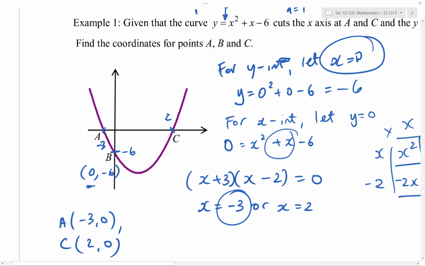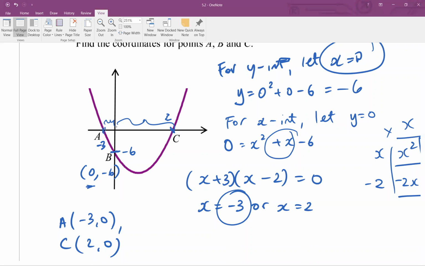Is the graph drawn to scale? Really? Does this look like this is 3 units and this is 2 units? Not really, right? The vertical axis should be shifted to the right-hand side. Okay, so that's just one small point to make.